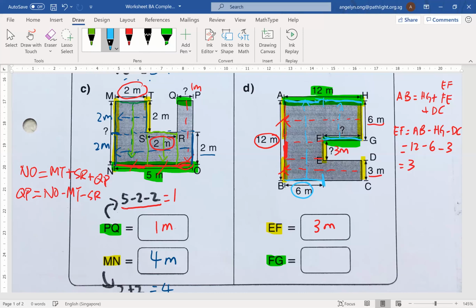So that means in order to find FG, I can actually take AH, which is 12, minus away this, I don't want this part, right, of 6 meters, and I can find my unknown FG. So 12 minus 6 is 6. That means FG is 6 meters.